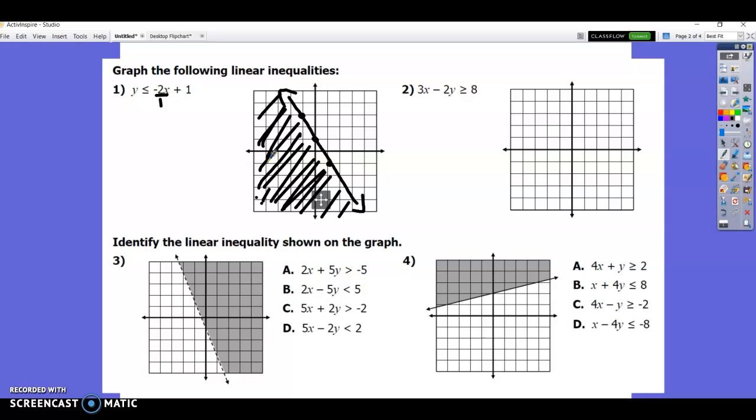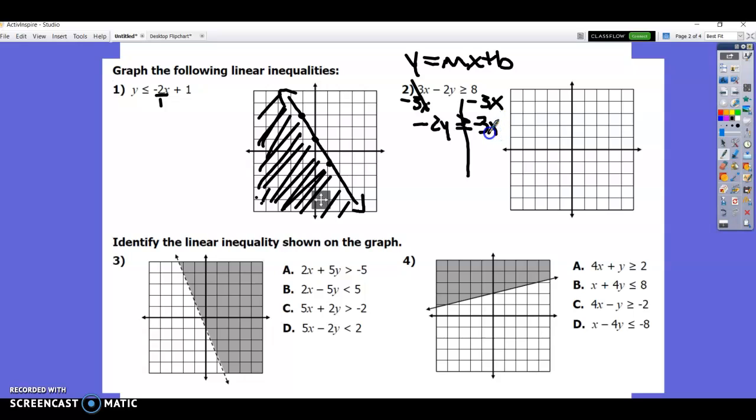All right, number 2, first we have to put it in slope-intercept form. So remember y equals mx plus b. That means we have to solve for y first. In order to do this, I'm going to subtract 3x from both sides. And I'm going to bring down my -2y. I'm also going to bring down the greater than or equal to symbol. And I've got -3x plus 8.